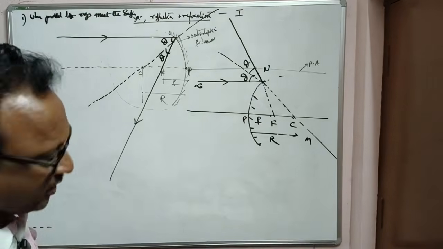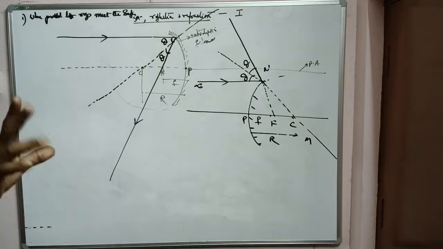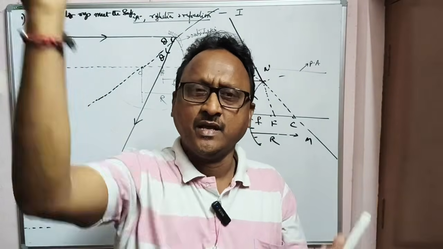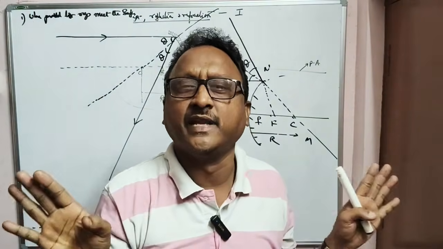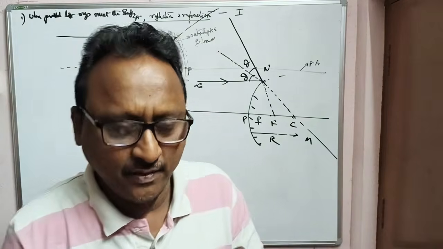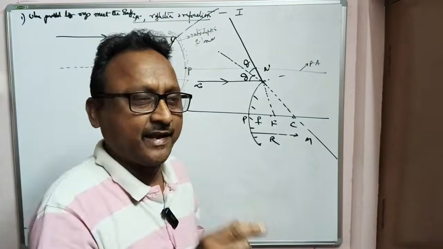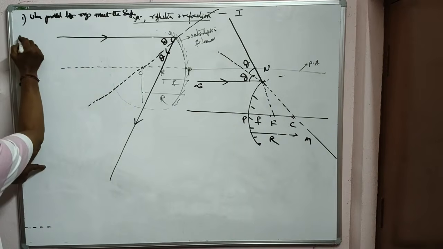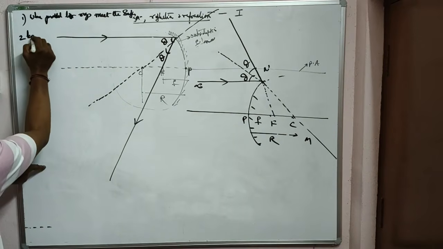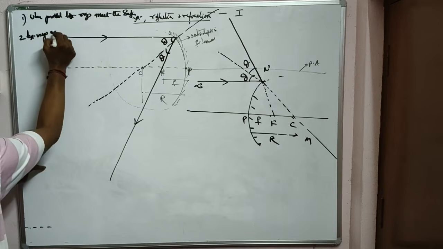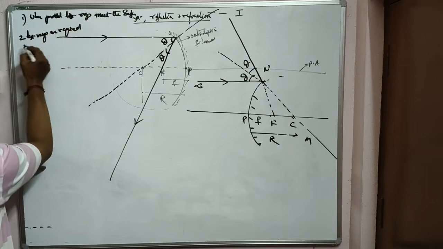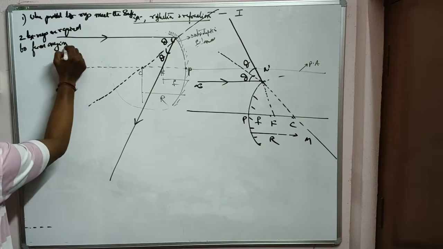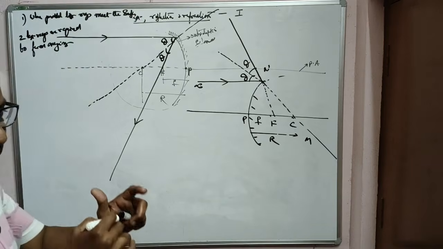Clear? And one more thing, to form any image, a minimum of 2 light rays are required. Maximum you can take any number. But with 1 light ray you cannot form any image. Either in lenses or in mirrors, a minimum of 2 light rays are required to form any image. Maximum you can take any number of light rays.